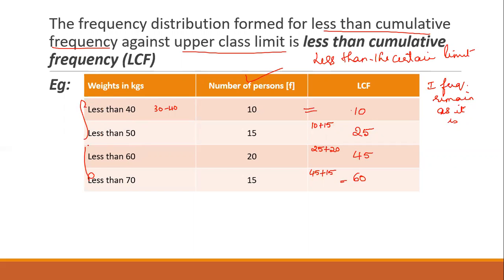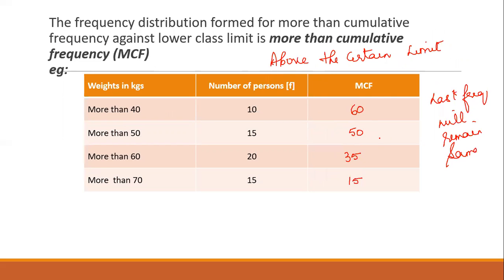Okay, when they give it like this, you should know that it is the less than cumulative frequency. So what you have to do: the first frequency will remain the same, the next you have to take the less than frequency, add it up with the frequency, and that will give you the next less than cumulative frequency. The more than cumulative frequency is above the certain limit, which means the last frequency should remain the same. That is the more than cumulative frequency.